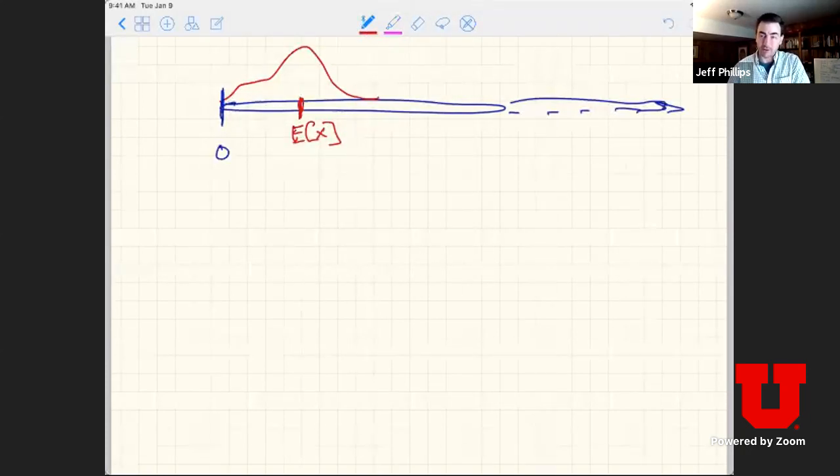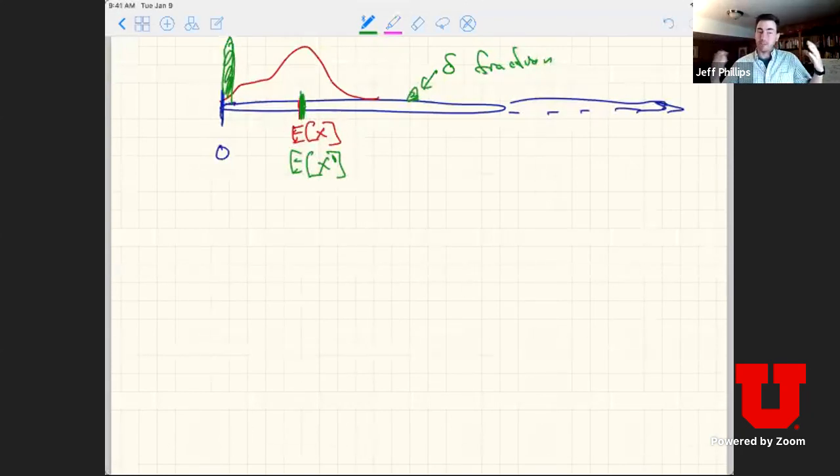And so I want to say, how far can I push some delta probability off to the right, so that it still has the same expected value? What I can think of doing is having a different random variable, x prime, with the same expected value, where I have a lot of the mass right here and some little thing out here. This is delta fraction of the mass. How far can I push this off to the right? This is basically what the Markov inequality is telling us.